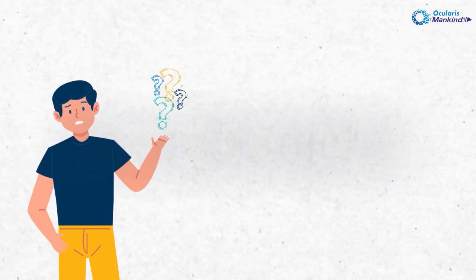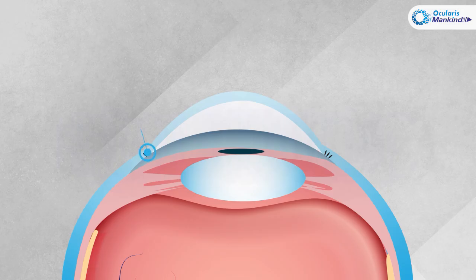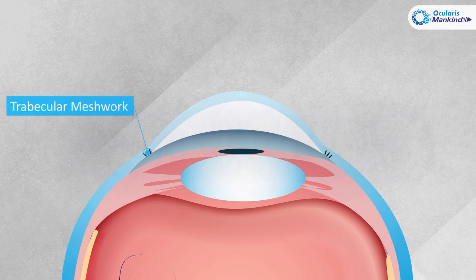Do you know what the trabecular meshwork is? It is an area of tissue in the eye located around the base of the cornea near the ciliary body, and is responsible for draining the aqueous humor from the eye via the anterior chamber. The anterior chamber is the chamber at the front of the eye covered by the cornea.